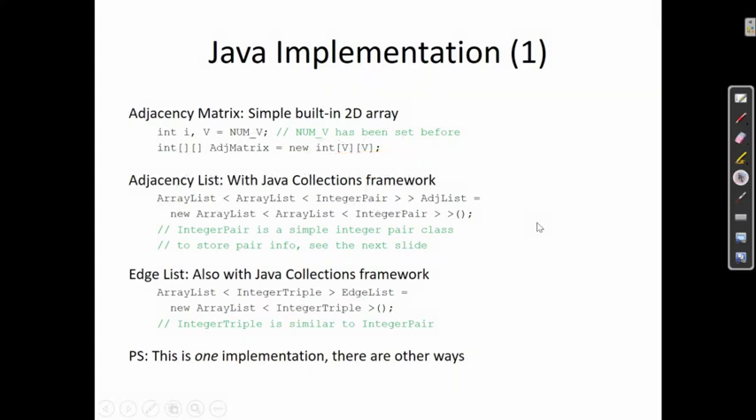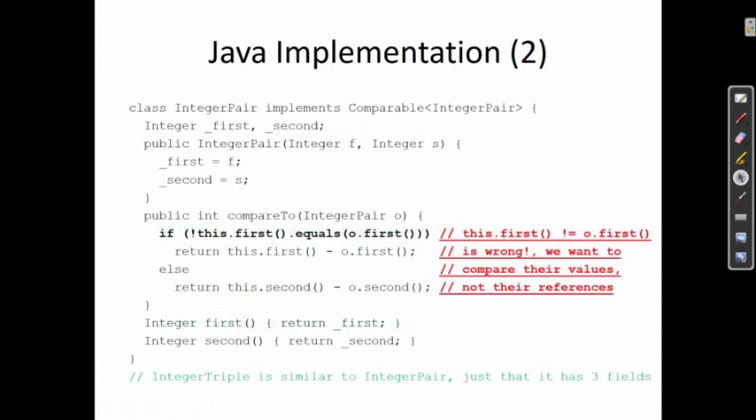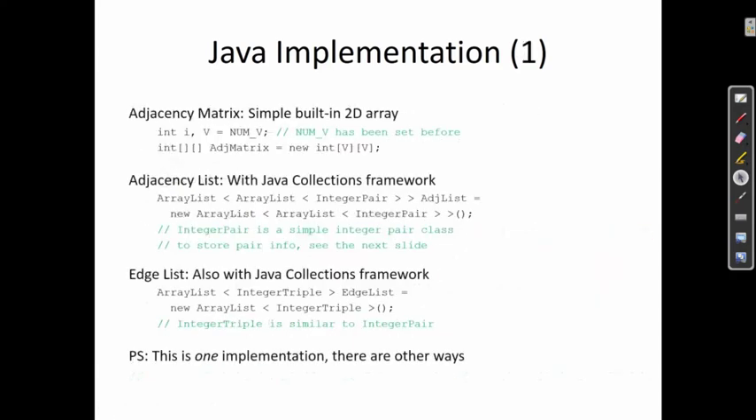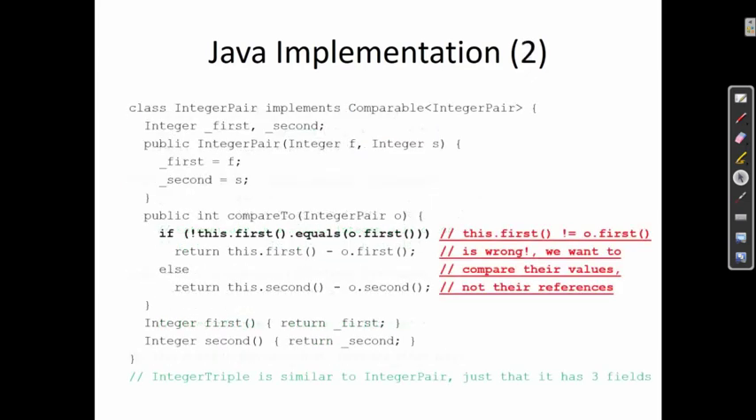So this will be the implementation we adopt. Because we need integer pairs and integer triples quite a lot, we can define a class for integer pair or integer triple. For this integer pair class, because for a lot of the graph applications that we're going to go through, we will need to compare the vertices or compare the edges, or sort the vertices or sort the edges, we will implement the Comparable interface.